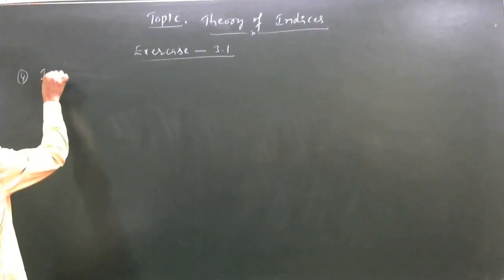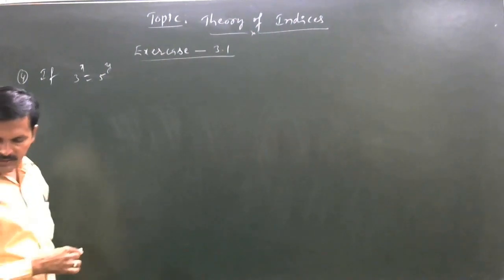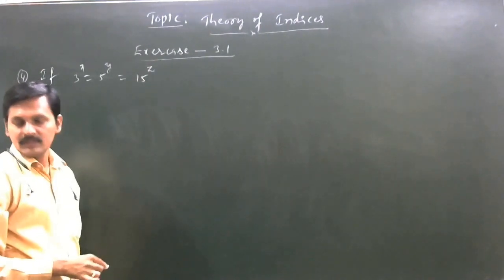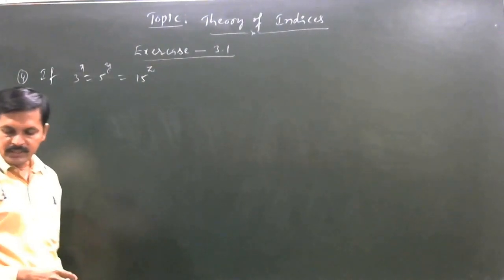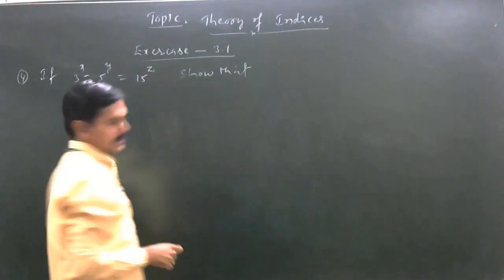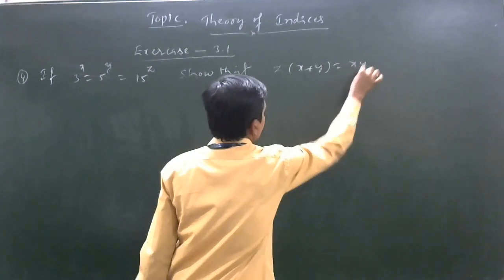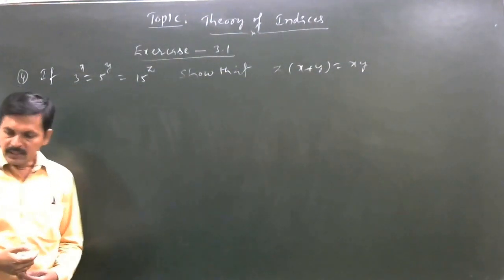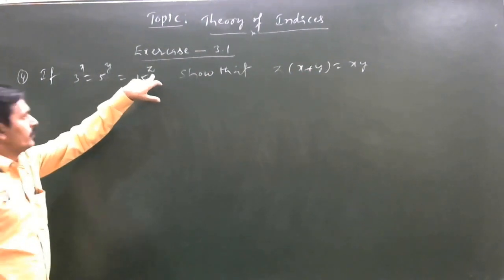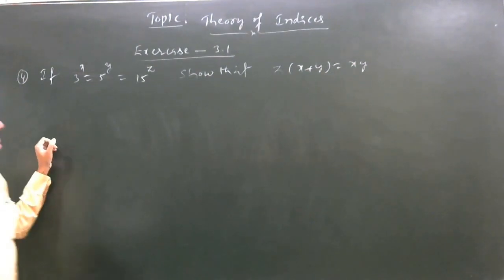Next, question number 4. If 3^x is equal to 5^y, which is equal to 15^z, show that z into (x plus y) is equal to xy. Then to show that z(x + y) equals xy.